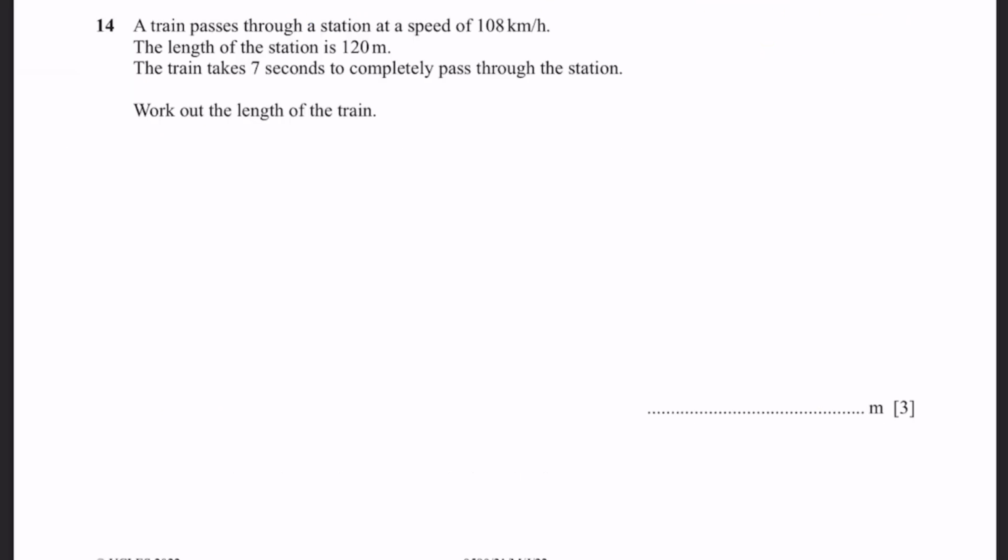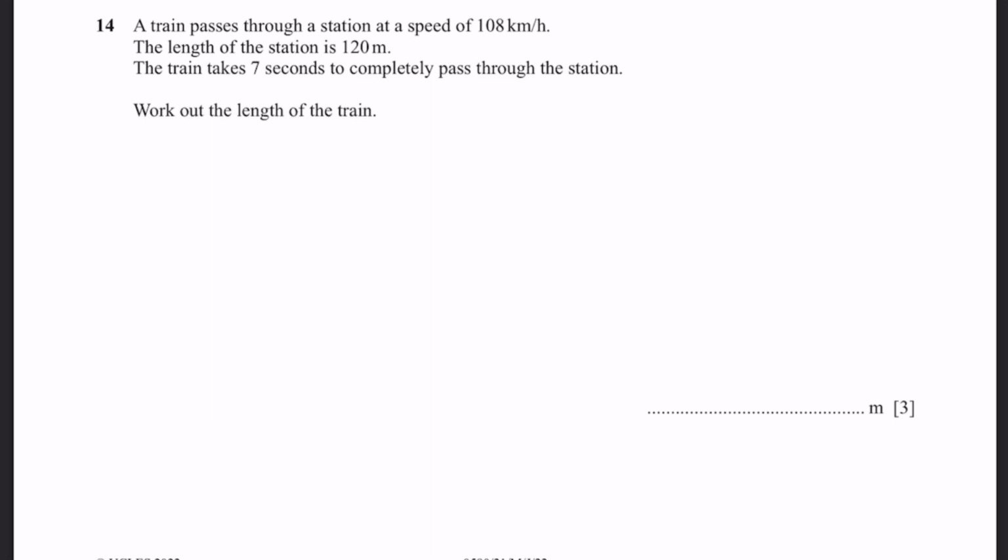Question 14. A train passes through a station at a speed of 108 kilometers an hour. The length of the station is 120 meters precisely. The train takes 7 seconds to completely pass through the station. Work out the length of the train.